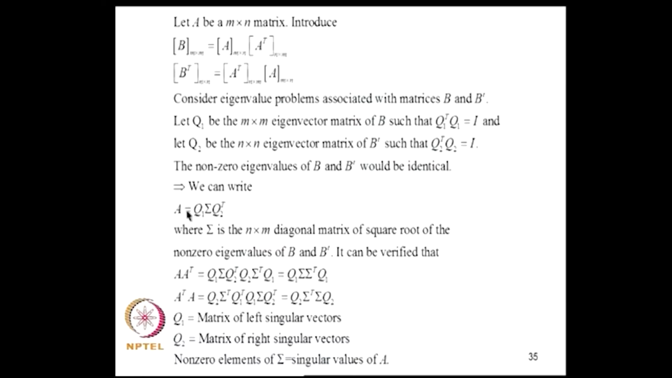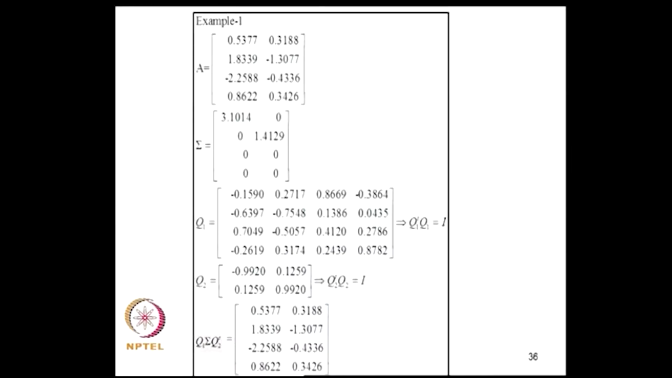Suppose I post multiply by A transpose and use these definitions, I will be able to show that A A transpose will be Q1 sigma sigma transpose Q1 transpose. So this is the kind of decomposition for B that we have just now discussed for a square matrix. Similarly, for A transpose A, which is n cross n, I will get a similar decomposition. Now what is of interest is that A itself can be decomposed like this. This is known as the singular value decomposition of matrix A, and Q1 and Q2 are known as singular vectors. Q1 is the left singular vector and Q2 is the right singular vector, and sigma contains the singular values of A.